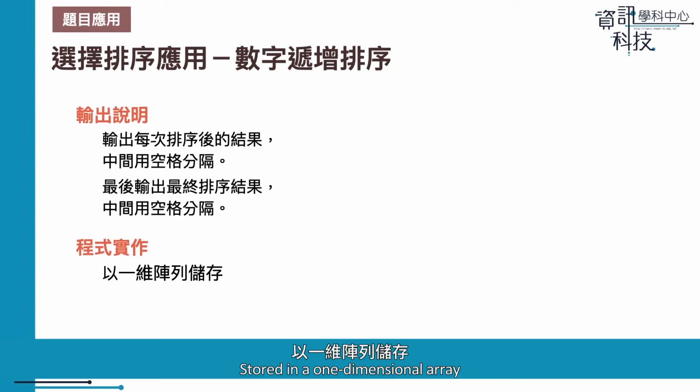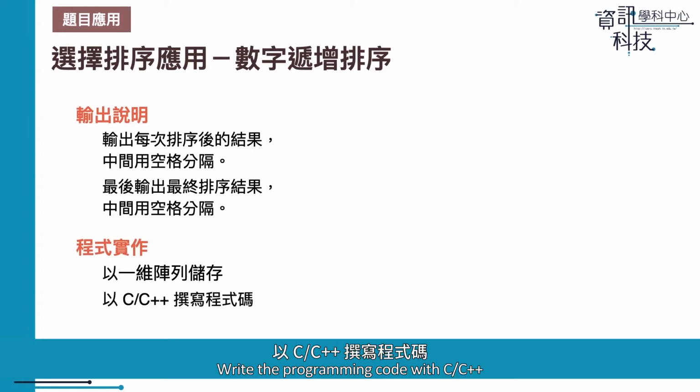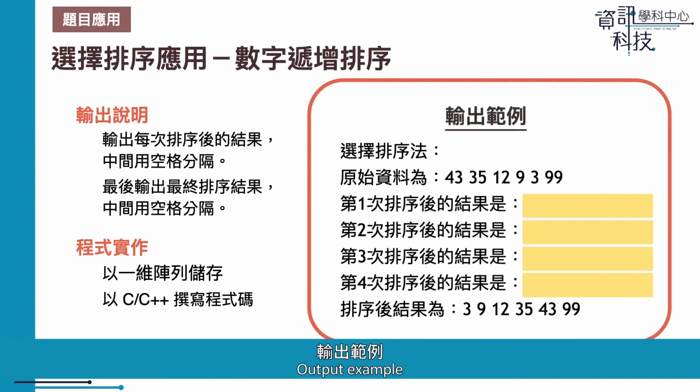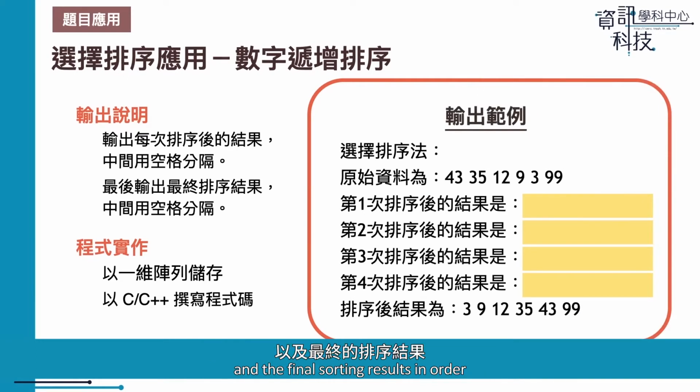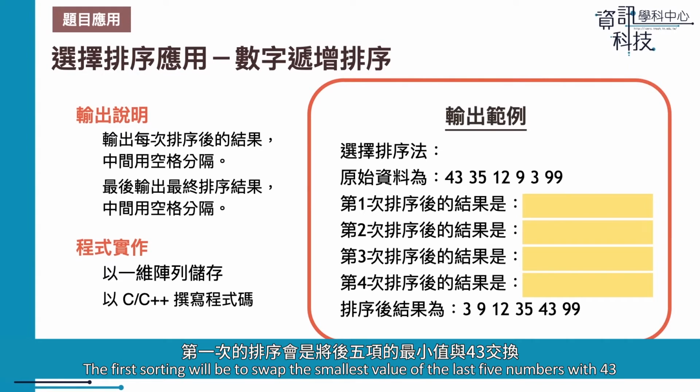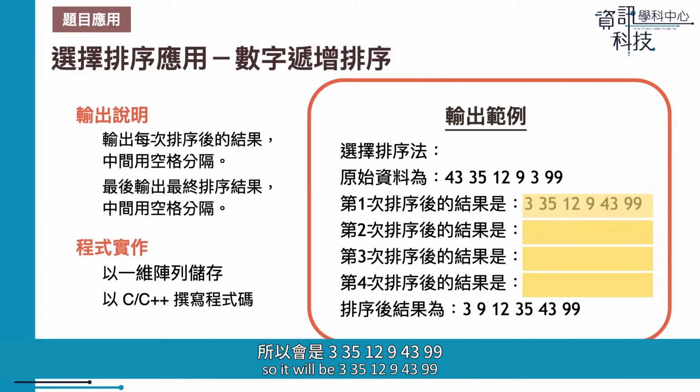Program practice. Store the numbers in a one-dimensional array. Write the programming code in C or C++. Output example: output the original data, the results after each sorting, and the final sorting results in order. The first sorting will swap the smallest value of the last 5 numbers with 43. So it will be 3, 35, 12, 9, 43, 99.